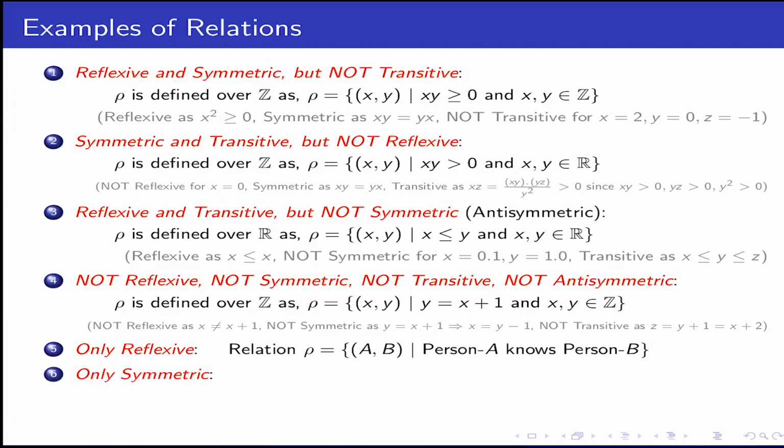Only symmetric. Check out this. The relation rho says that a plus b equals 5. I pair (a, b) like that. Is it reflexive? No, because a and b belong to the set of integers, and to have this equal to 5, a must be 2.5. I am not taking that in this set. Is it transitive? If a plus b equals 5 and b plus c equals 5, then a plus c equal to 5 may not be the case.